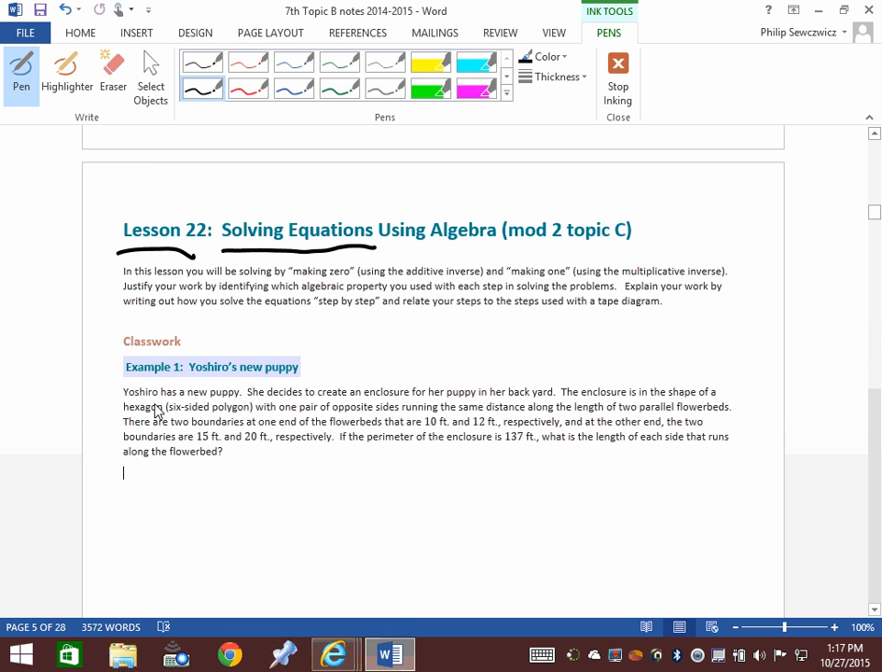So let's see here. We got Yoshiro here, who's got a new puppy. She decides to create an enclosure for her puppy in the backyard. The enclosure is in the shape of a hexagon, with one pair of opposite sides running the same distance along the length of two parallel flower beds.